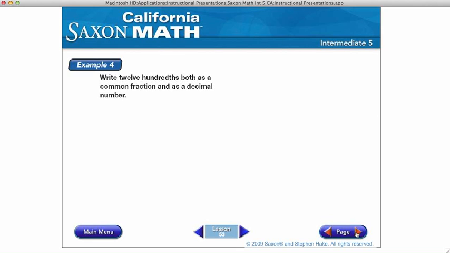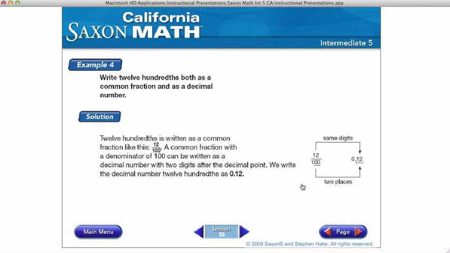Write 12 hundredths both as a common fraction and as a decimal number. Okay, so now we're moving into the hundredths place. And the hundredths place is the second place to the right of the decimal. So whenever you see hundredths, you know that the number is going to end in the hundredths place. So we take the 12 and we write it so that the 2 ends in the hundredths place. Think of it as pennies. You have 12 pennies out of $1. So if I was to write this as a money problem, I would say, I have 12 cents.